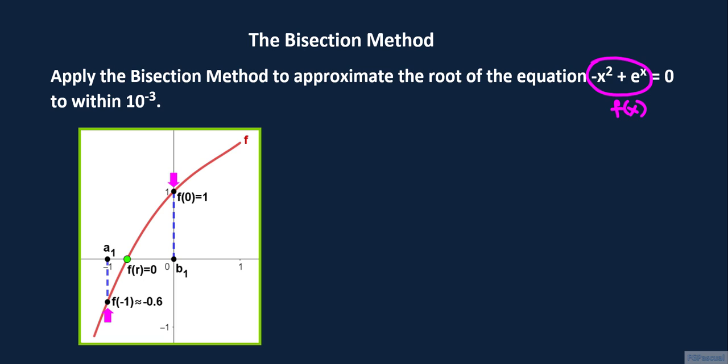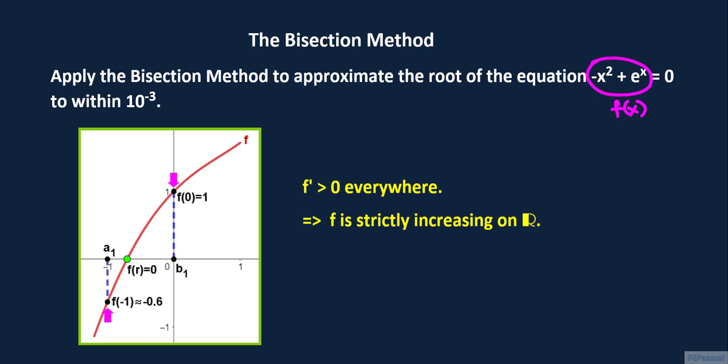The viewer can show as an exercise that f' is greater than 0 everywhere, and because f' is greater than 0 everywhere, f is a strictly increasing function so that f must have exactly one solution to the equation f(x) = 0. Let this unique solution be x = r.